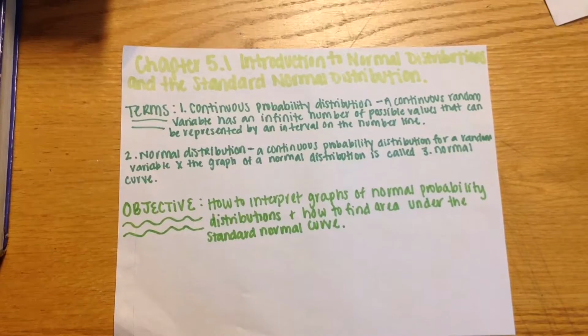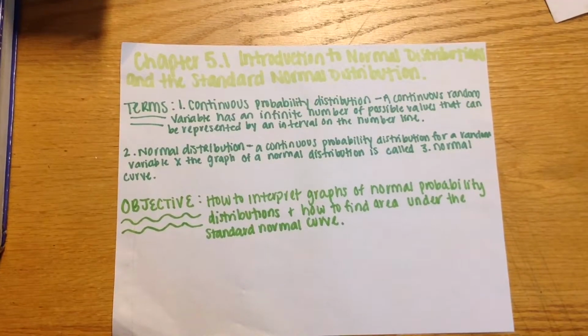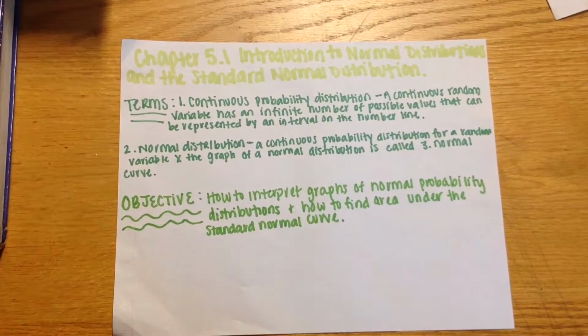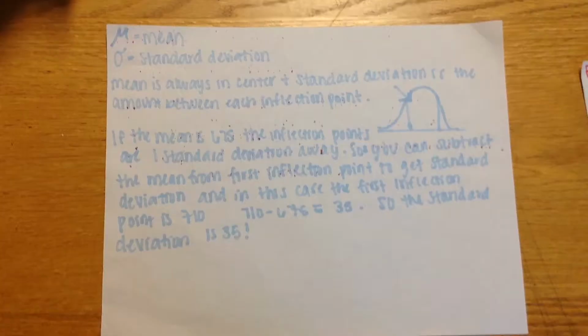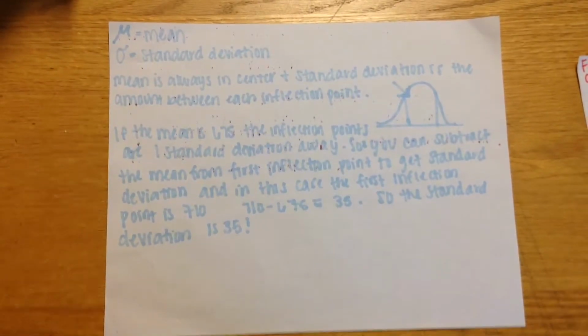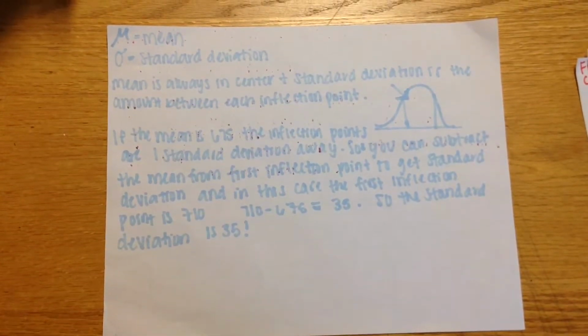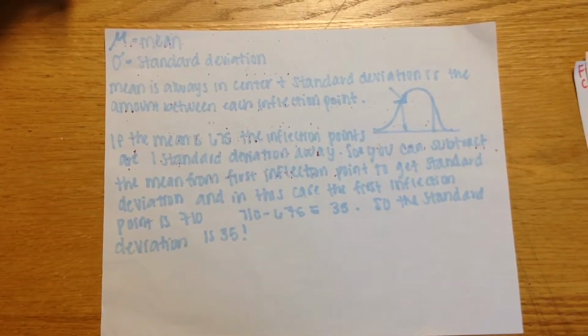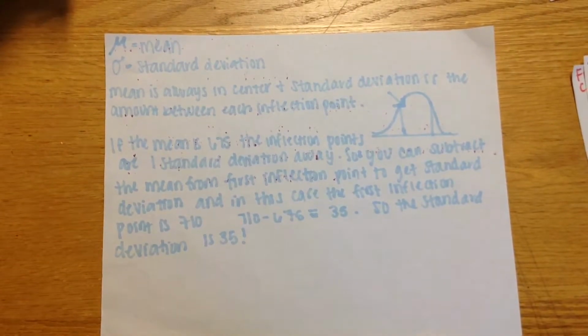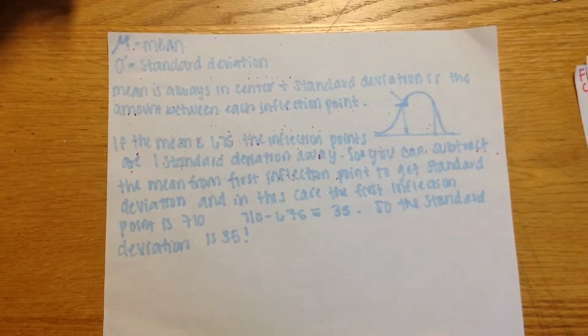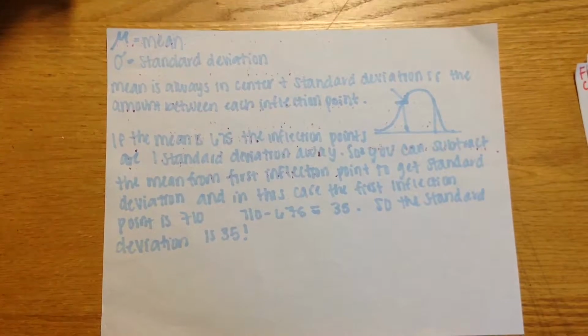Our objective is to interpret graphs of normal probability distributions and how to find the area under the standard normal curve. When interpreting graphs of normal probability distribution, one must know what the mean and the standard deviation are. The mean is always the center and is represented by the Greek symbol mu, and the standard deviation is the amount between each inflection point, represented by sigma.